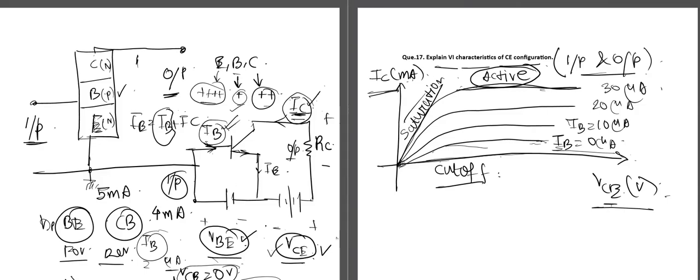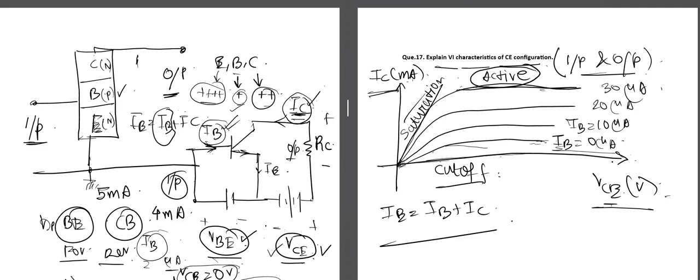So at first, we know the emitter current is equal to base current plus collector current. This is the value of VCE, which is the voltage between the collector terminal and the emitter terminal. So when the voltage between the collector terminal and the emitter terminal is increased, at that particular point, the value of the collector current will increase. The value of the collector current will increase, but after reaching a certain value, the collector current won't increase as much. It will become constant.